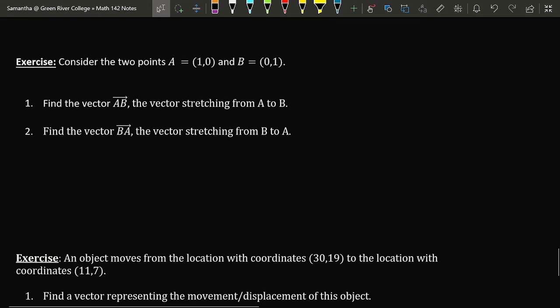For an example showing the differences between these two vectors, let's consider the case where A is equal to 1, 0, and B is equal to 0, 1. So just to make a quick sketch, A is on the positive x-axis and B is on the positive y-axis. So the first thing that they want me to do is find the vector AB with the arrow pointing from A toward B. This is the vector whose initial position, whose tail is located at A, and whose arrowhead is located at B.